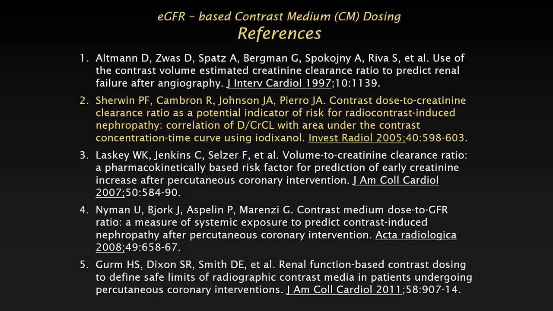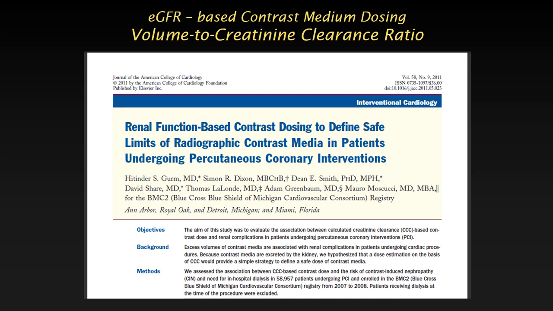It turns out that over several years, starting more than 20 years ago, there has been quite a lot of literature which has shown both experimentally in animal experiments, but also in clinical data, that the risk of developing contrast-induced nephropathy is a function of how much contrast you give and how poor your renal function is. So the volume to creatinine clearance ratio has a good theoretical, experimental, and clinical basis. If you give a lot of volume to a patient who has poor EGFR, that's bad. If your renal function is normal, you can also give more contrast.